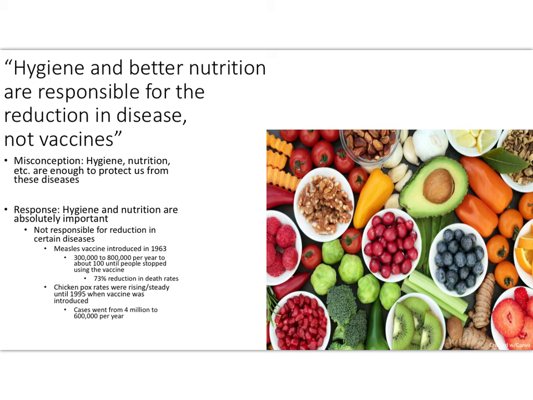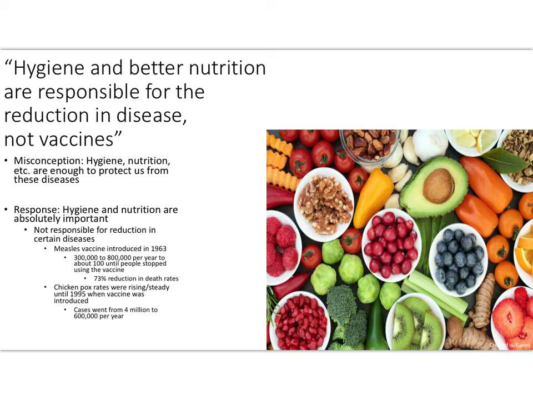So here's an example. The measles vaccine was introduced in 1963. Before 1963, there were about 300,000 to 800,000 measles cases per year. When we introduced the vaccine in 1963, by 1964, 1965, there were fewer than 100 measles cases in most years. There was also a 73% reduction in death rates. So the hygiene and nutrition between something like 1963 and 1964 and 1965 was not significantly different. The thing that was different was the introduction of that vaccine.